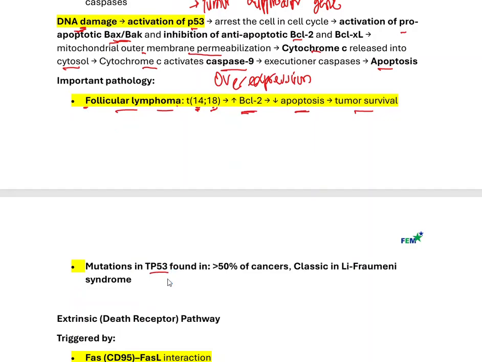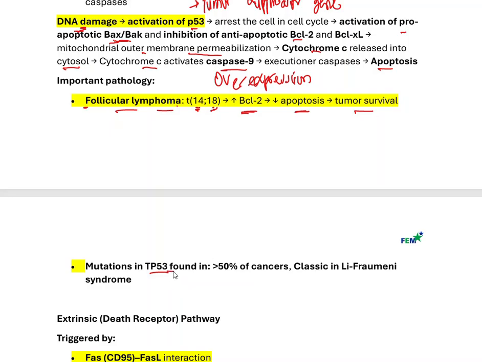And the other example here is going to be in the case of mutation of p53. Remember, we just mentioned that p53 is an important tumor suppressor gene that normally helps to arrest the cell in the cell cycle to facilitate what? Repair of the damaged DNA. And if you can't repair those damaged DNA, then there's going to be activation of what? Apoptosis, to be able to kill those damaged cells.